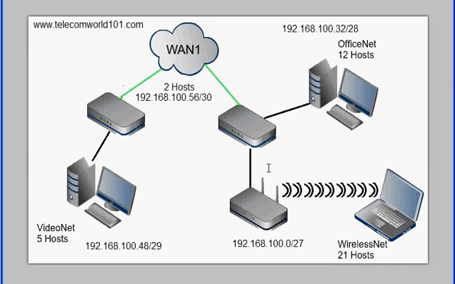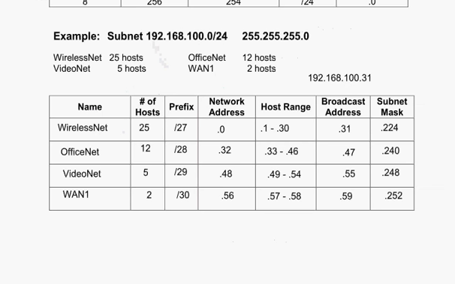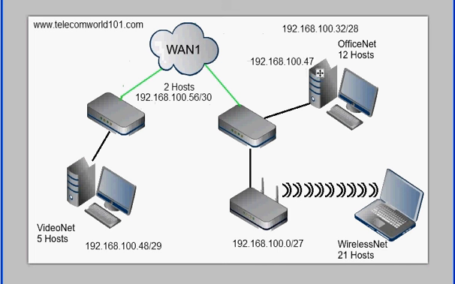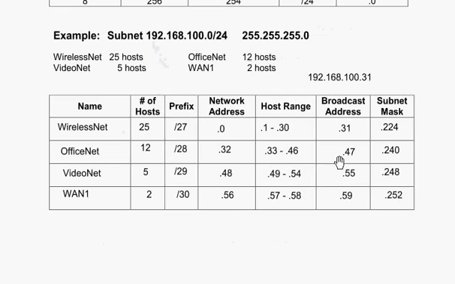So that guy doesn't work. Let's say over on the office net, I assign an IP address of 192.168.100.47, right? And I assign the PC that. It doesn't work. I'm wondering, why doesn't it work? It's a .32, a .47, and this one's .56. Why shouldn't it work? Well, I can come over here and see that .47 is a broadcast address, so we can't use that address and it won't work, right?